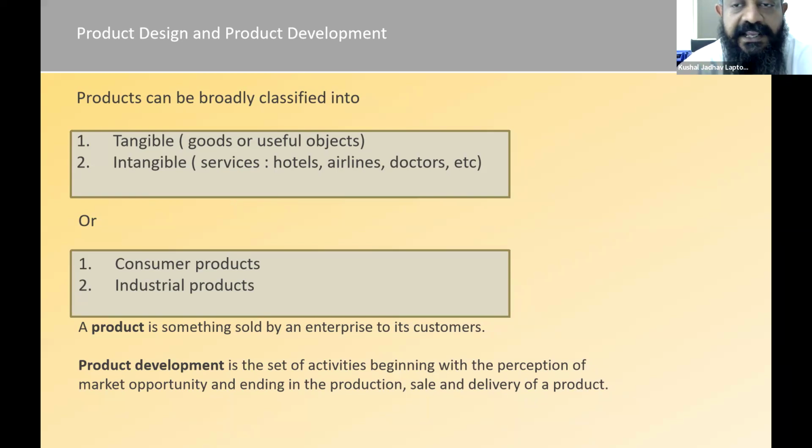Or products can be classified into consumer products or industrial products. So there are two basic classifications of types of products. A product is something sold by an enterprise to its customer.